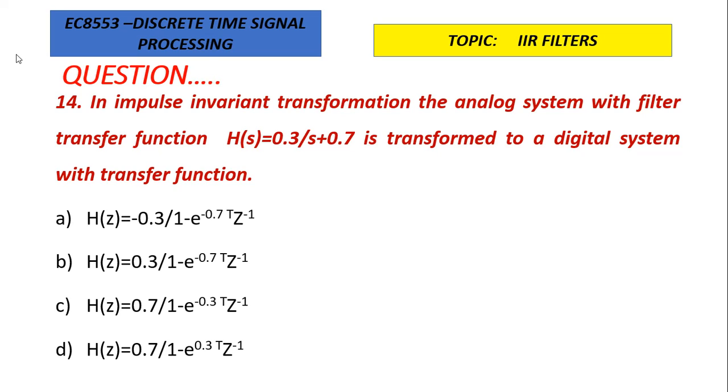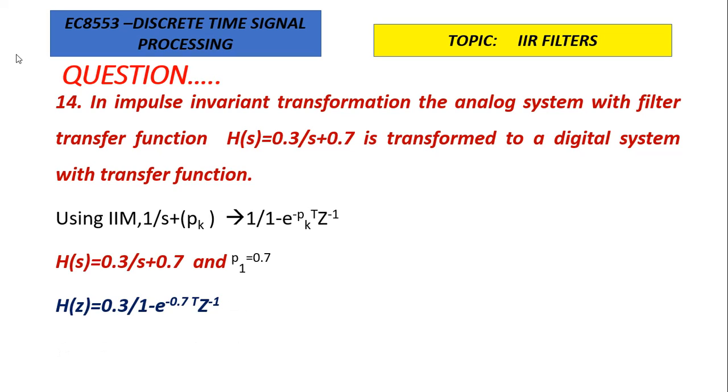So it is very simple, you can solve it by directly seeing, no need to put in the formula. The formula using the IIM method: 1 by s plus pk equal to. So if the transfer function is of the form 1 divided by, or some constant divided by, s plus pk, it is nothing but in digital 1 divided by 1 minus e power minus pk T into z power minus 1.